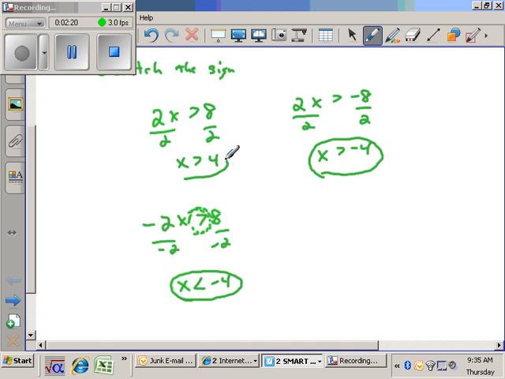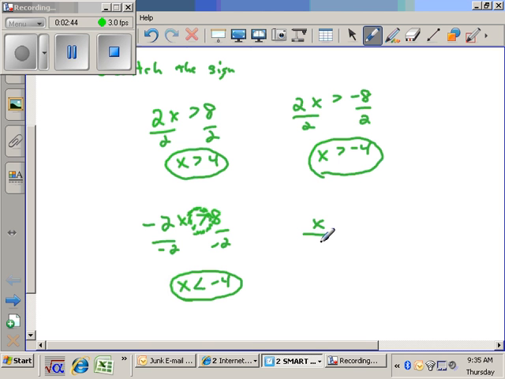Questions on these problems? Yes, Jay. Are you only switching the sign whenever you divide? I'm only switching the inequality sign when I divide by a negative. So when I divided by a positive, I left the sign the same. I divided by a negative, I switched the inequality sign. All right? Next problem.